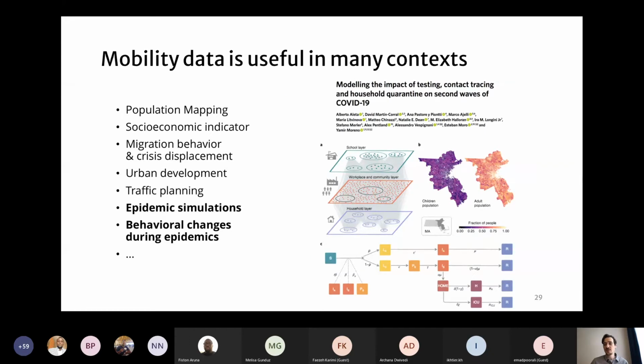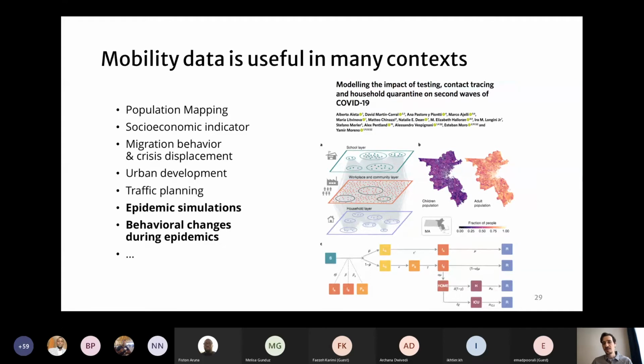So here's one study, how it was applied recently in the context of COVID, where you can predict how an epidemic spreads by using mobility data, because infectious diseases only spread when people have contact with each other. And to know when people have contact with each other, you need mobility data. So here, they have high resolution mobility data from Foursquare and separated it into different layers of interactions and mobility. For example, interactions at school, at the workplace or in the household.